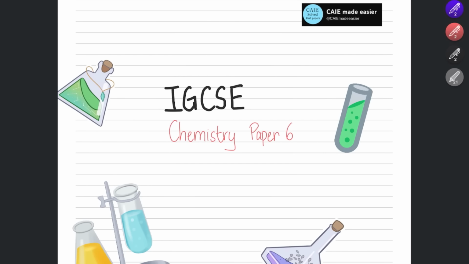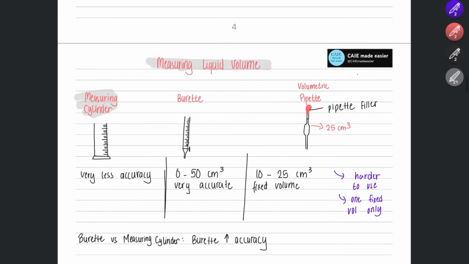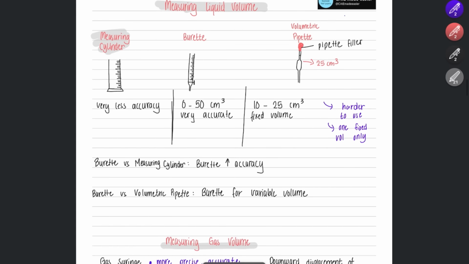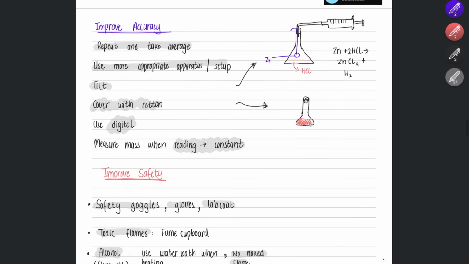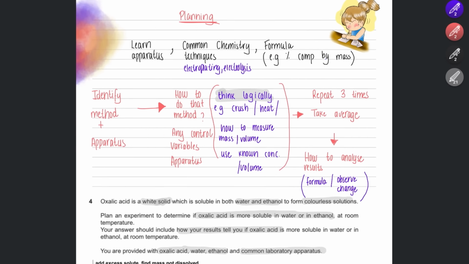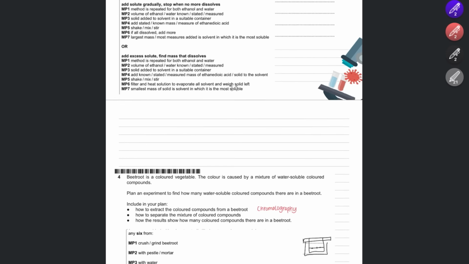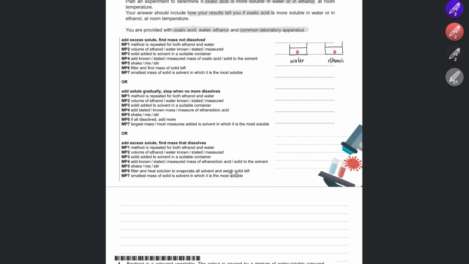This is IGCSE Chemistry Paper 6 and we will revise some important concepts that you need to know to ace Paper 6. We discussed different apparatus that you need, how you can improve your accuracy and safety, and we also discussed how we can do the planning questions with practical examples. Let's get right into it.